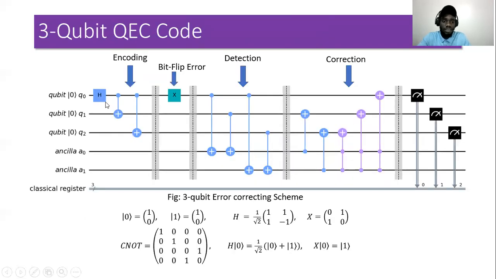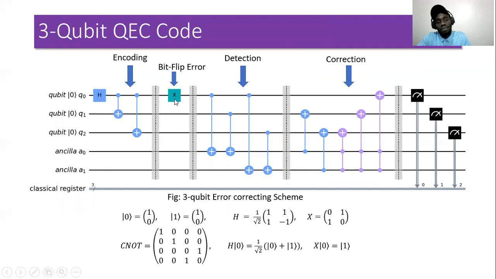Here is a typical example of a quantum error correcting circuit. To be specific, this is a 3-qubit quantum error correcting circuit. Here we have the encoding part where we take 3 qubits, Q0, Q1, Q2, and encode a single logical qubit.